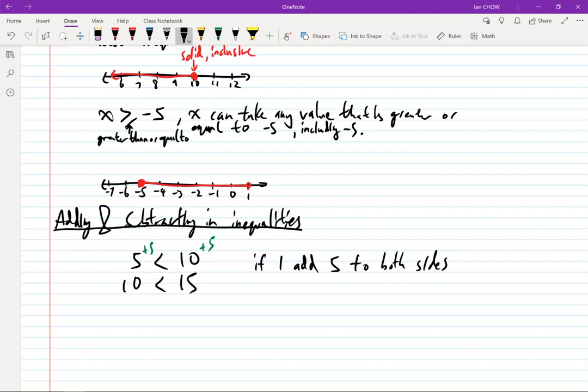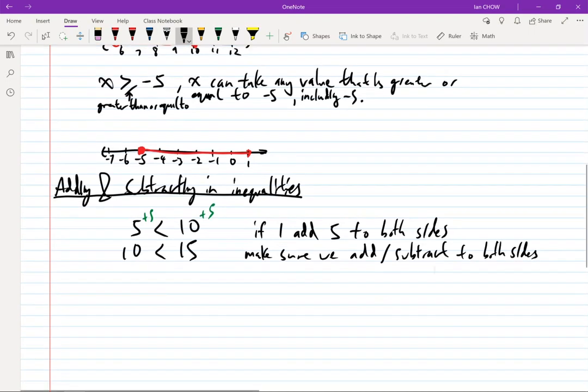And so, whatever we add to one side of the inequality, we must add to the other side of the inequality to make sure that inequality still stays true. So, make sure we add or subtract to both sides. So this is universally true. If I add to the left, I also add to the right.